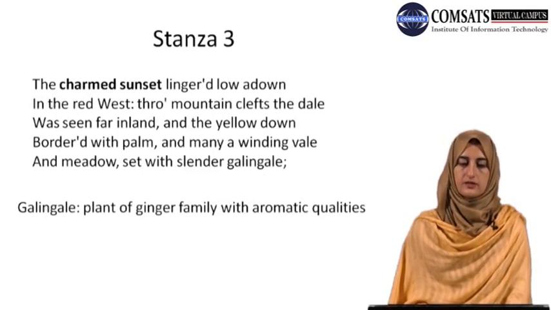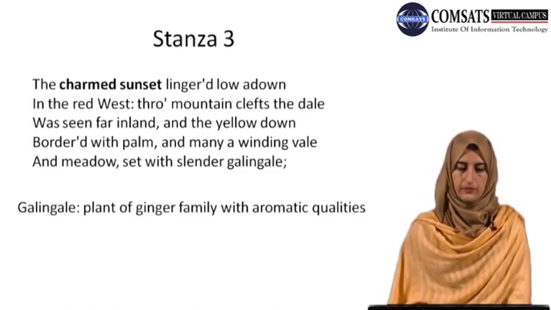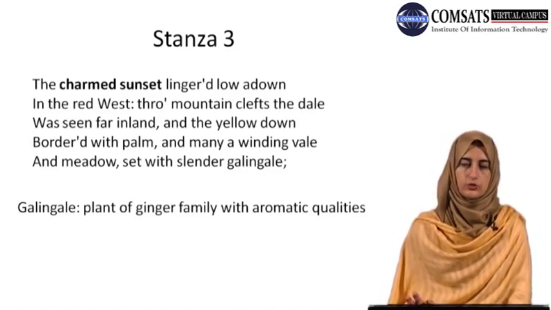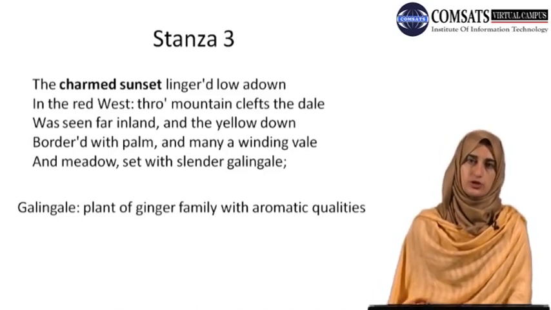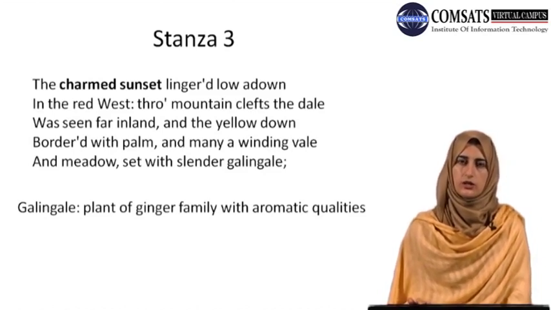In the next stanza he says, the charmed sunset lingered low adown in the red west. Through mountain clefts the dale was seen far inland, and the yellow down bordered with palm, and many a winding vale and meadow set with slender galingale. He's just describing to you the island here. He says that sunset was charmed. The sunset now is also charmed. The sunset is also under the same effect.